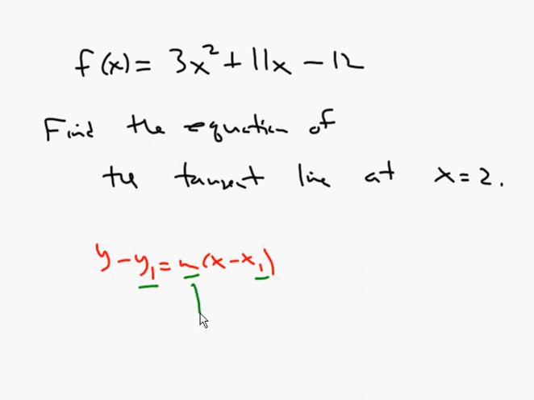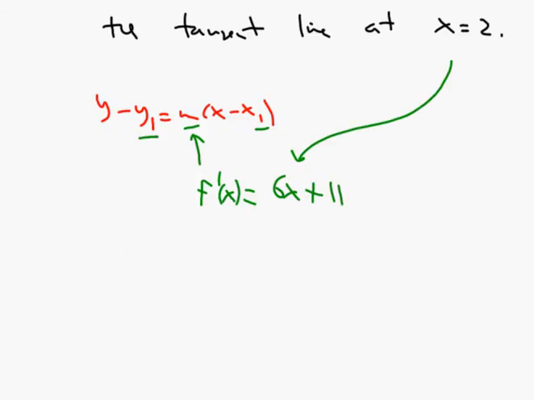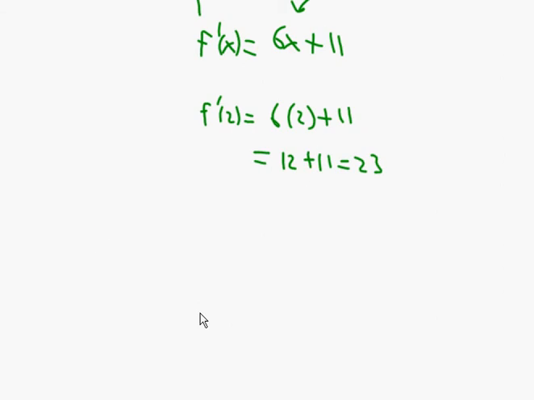So we can get the slope by taking the derivative. So f prime of x would equal 6x plus 11. And then we can plug 2 into there. F prime of 2 is going to be 6 times 2 plus 11, or 12 plus 11, or 23. So now we at least have the slope of our line, so we can write that down. Y minus blank equals 23 times x minus blank. We can put 2 here right away because we wanted the tangent line at x equals 2. So we have that part.